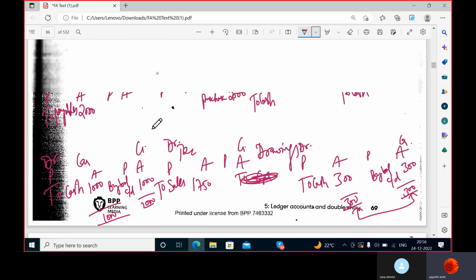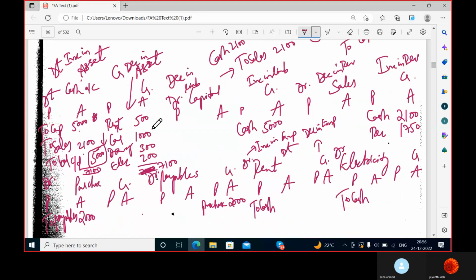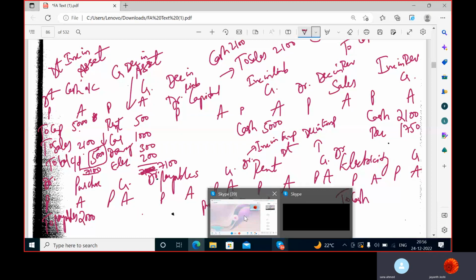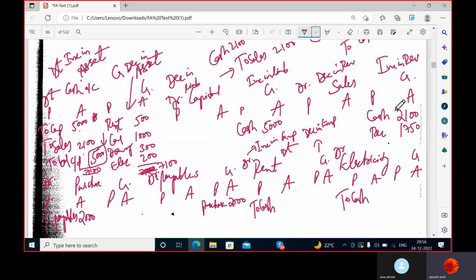Will you do that and send me the screenshot right now? Can you send me the screenshot after tallying all the accounts so that I can check and tell you if you're making any mistakes?